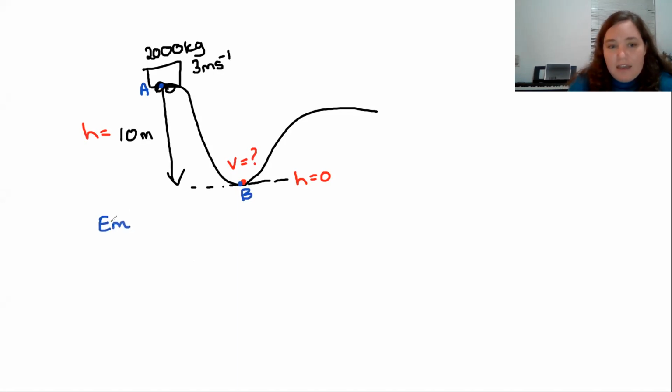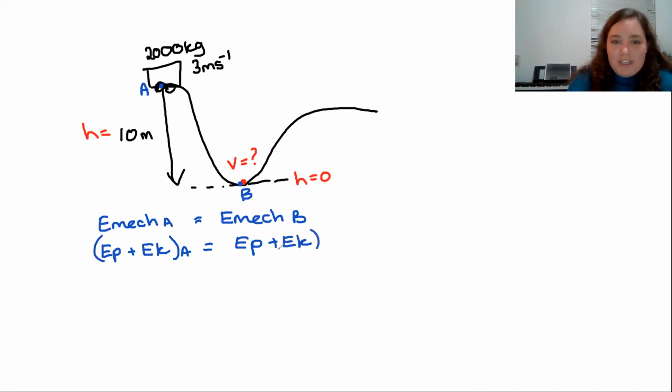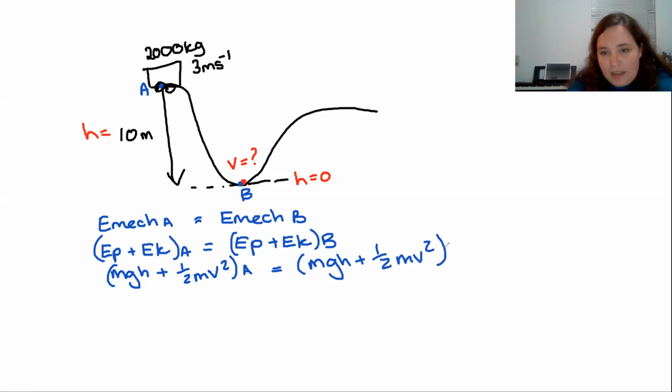So I'm going to say my mechanical energy at point A is equal to my mechanical energy at point B. Mechanical energy is potential energy plus kinetic energy, so at A, potential energy plus kinetic energy is equal to potential energy plus kinetic energy at B, which is equal to mgh at A plus a half mv squared, all at A, equals mgh plus a half mv squared at B.